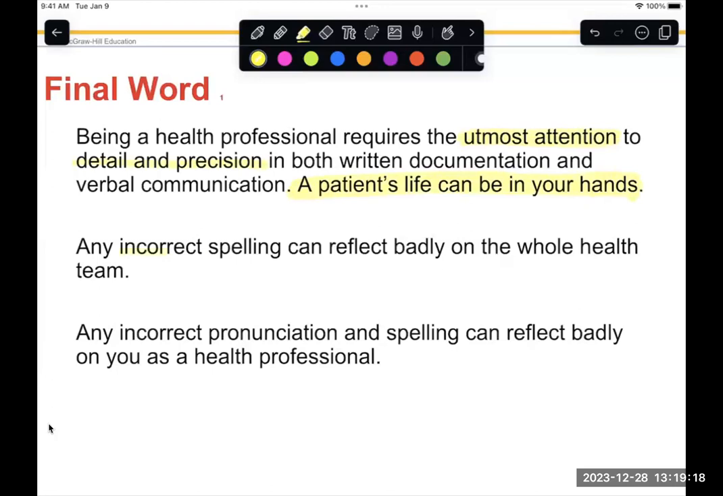Also, incorrect spelling doesn't just reflect badly on you, but it can reflect badly on the entire team that is working with that specific patient. Incorrect pronunciation and spelling can reflect badly on you. This is part of the importance of knowing how to spell and pronounce these words. It's helping you to look as professional as possible.